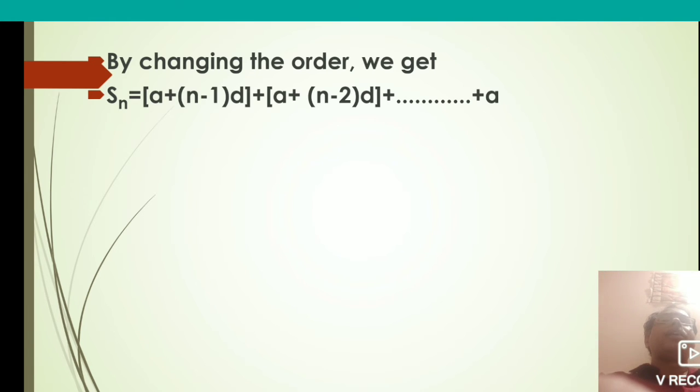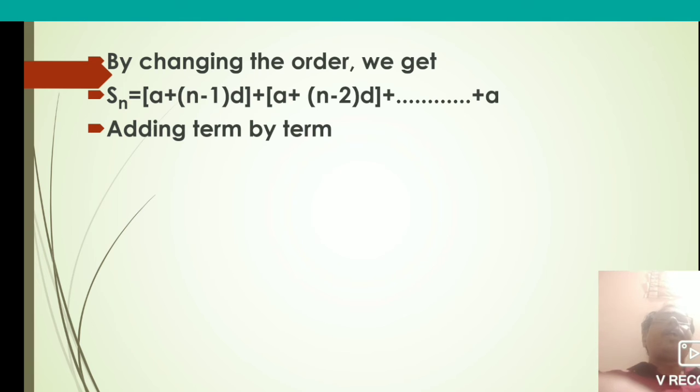Now, by changing the order, we get Sn is equal to a plus n minus 1 into d, plus a plus n minus 2 into d, and so on up to a. Here observe the second term; we are writing in reverse order. To get the previous term to a plus n minus 1 d, we have to subtract 1 from the n minus 1. That is a plus n minus 1 minus 1 into d, so we get a plus n minus 2 into d, and so on up to a.